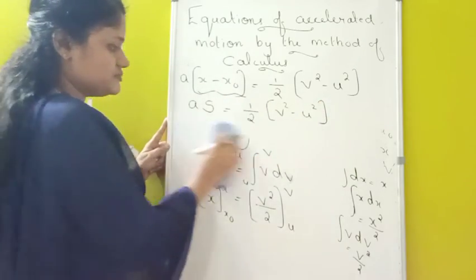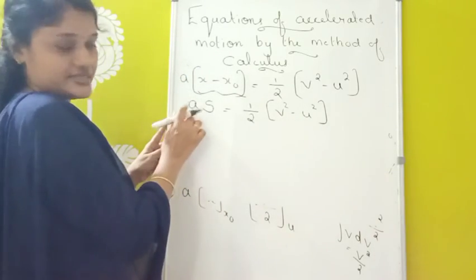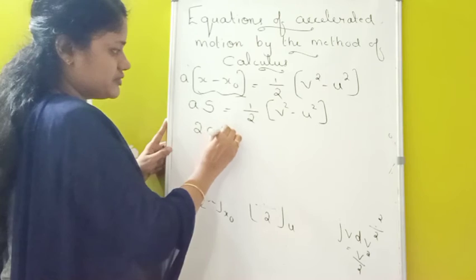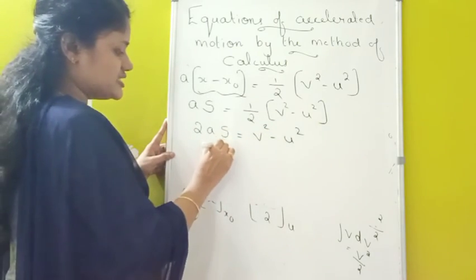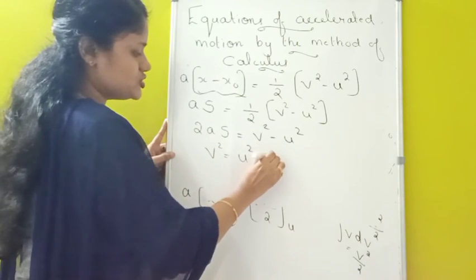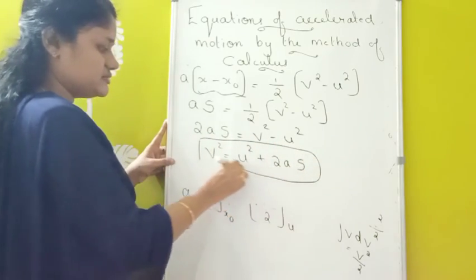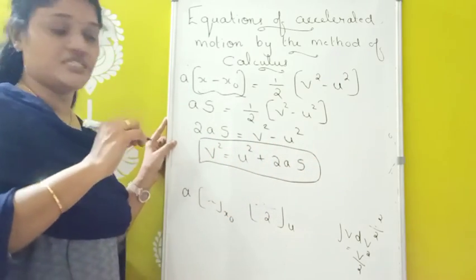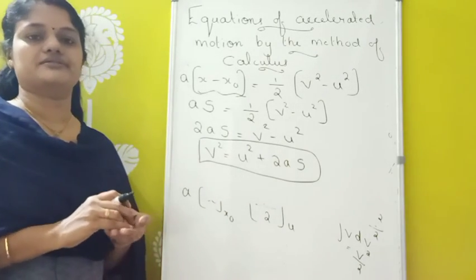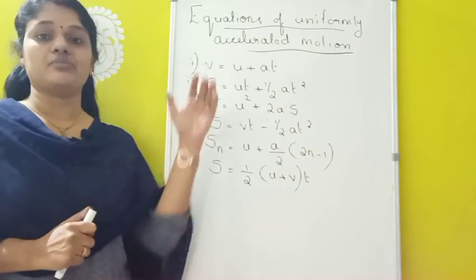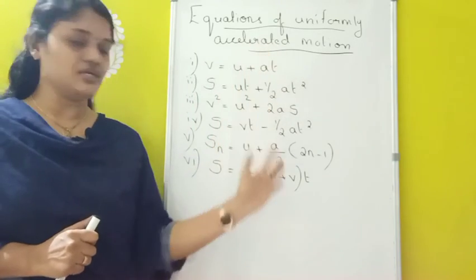I am cross multiplying here, taking this 2 to this side. So 2as equals v square minus u square, or we can write v square equals u square plus 2as. So this is the third relation, the position or velocity displacement relation, derived using the calculus method.